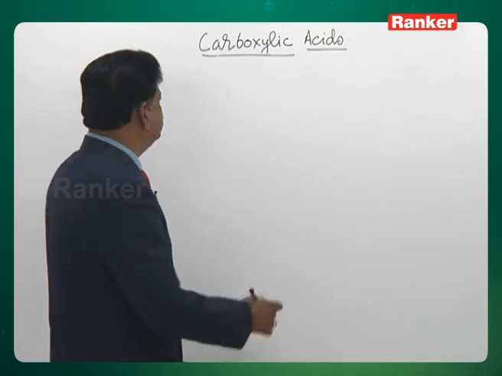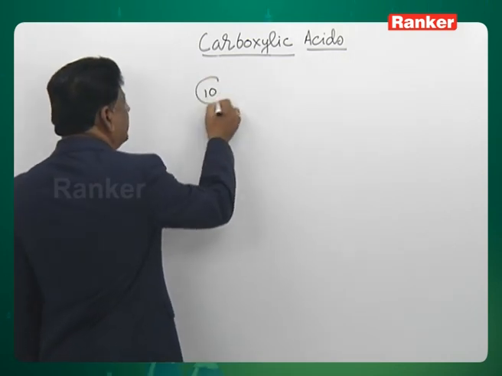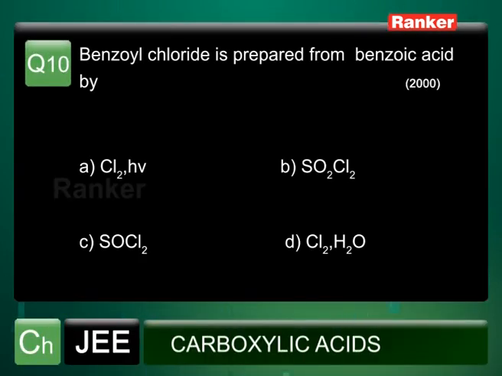So, let us go for question 10. The question is: benzoyl chloride is prepared from benzoic acid by which of the reagents? The first reagent is chlorine and UV light. The second reagent is SO2Cl2, known as sulfuryl chloride. The third option is SOCl2, known as thionyl chloride. The last option, D, is chlorine and water.